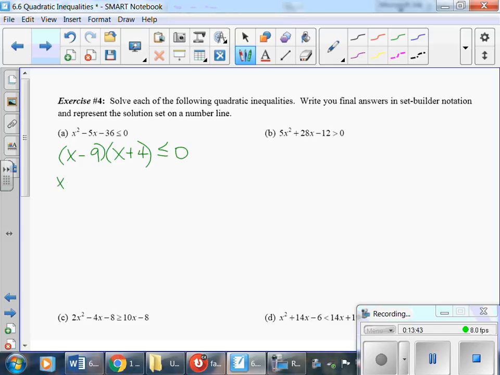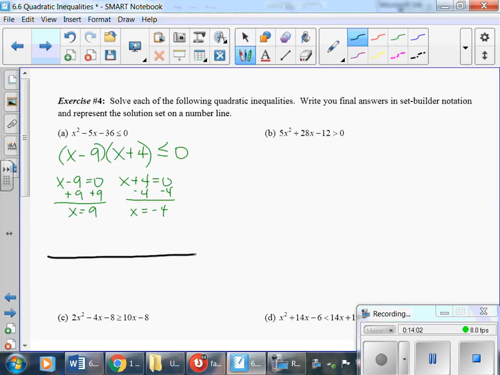I have x minus 9 equals 0. I have x plus 4 equals 0. So here I'm going to have x is equal to 9, and here I'm going to have x is equal to negative 4. Now remember, they're not really equal. We're just saying that those are the zeros of the quadratic equation that we're considering. So in this case, I have negative 4 here, and I have positive 9 here.